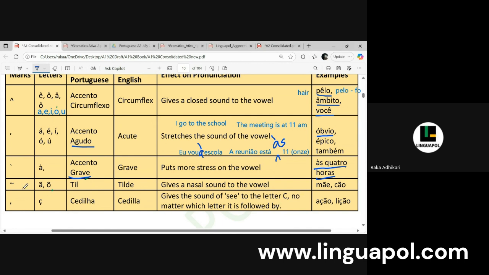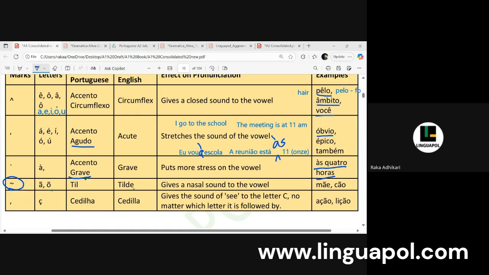Now we have a nasal accent. Okay, look at this accent. Looks like a wave. It comes on top of two vowels, a and o. Very interesting accent. It looks like a wave, comes on top of a and o. It gives a nasal sound. Wherever you see this accent, the sound comes out of your nose.